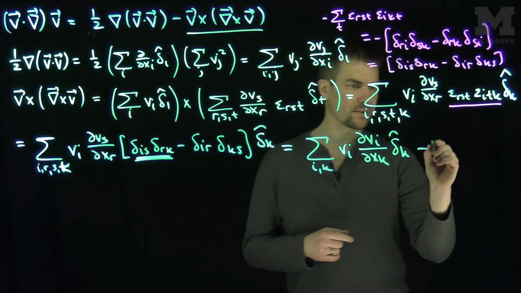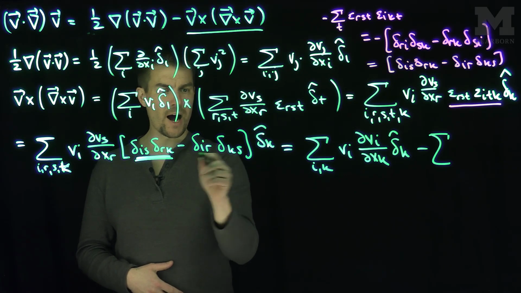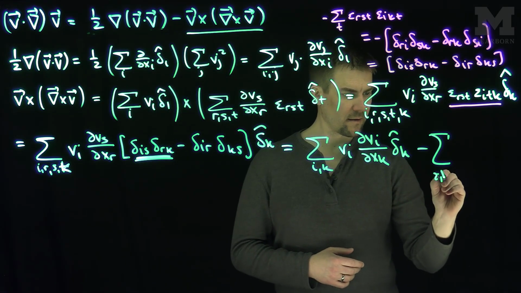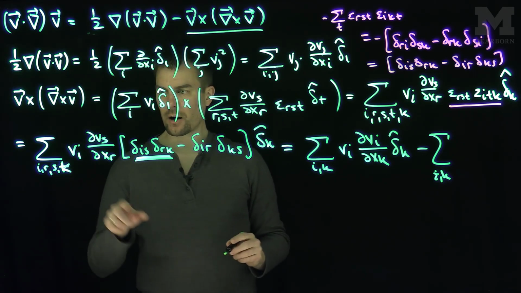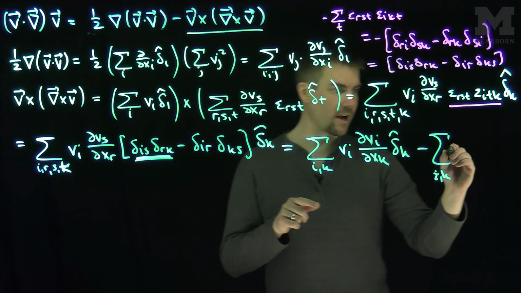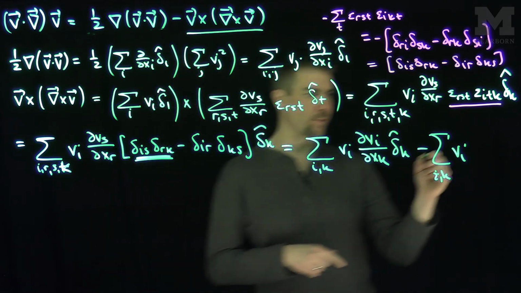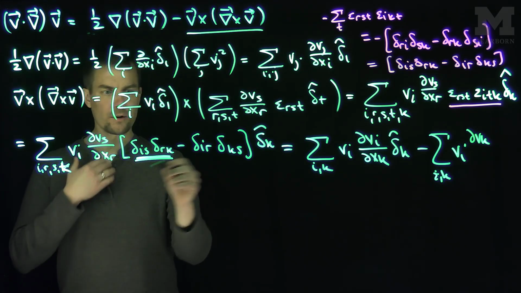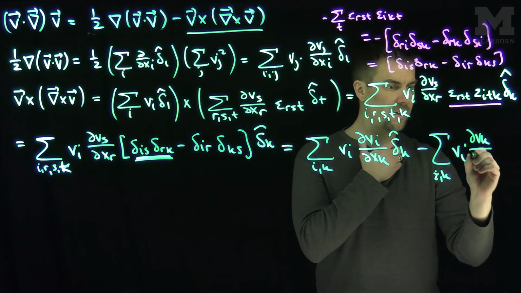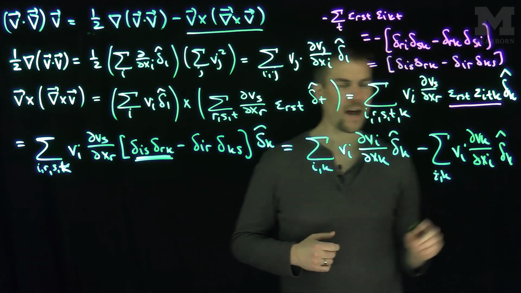Then we're going to have minus the sum. I'm going to do i and k again, i and k of what? Now my r's turn into i, so I'm going to have a v_i again. That's great. And then I have a partial v_s, but s turns into k, so that's going to be partial v_k. And then r turns into i, partial x_i, and that's in the direction of delta k hat.